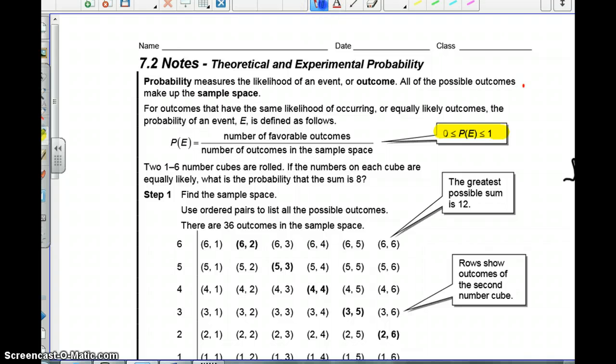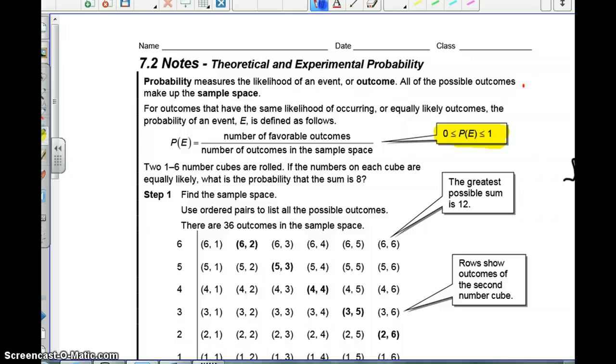So one thing that you need to remember is the probability of E has to be between 0 and 1 inclusive. So the probability of E, for example, can't be 1.5 or -2 or anything like that. It has to be between 0 and 1. Okay? Probability has to be out of 100%.